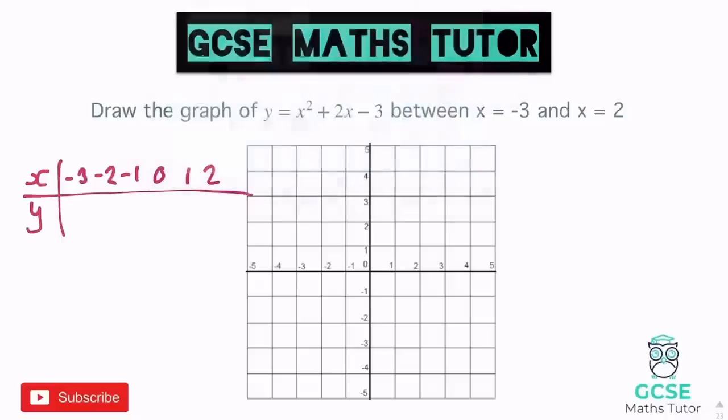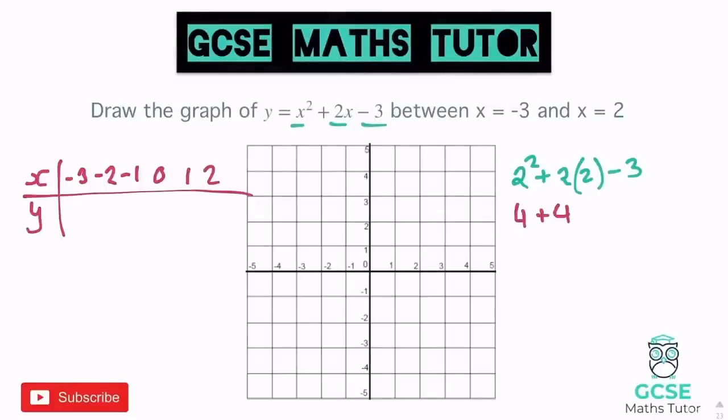Now this is a slightly more complicated one for us to sub in, because to find the y coordinate you have to do x squared, add 2x, take away 3. So I want to write these down nice and carefully. So I'm going to start with 2 again for the positive one. So we have 2 squared plus 2 lots of 2, take away 3. I'm just going to work that out nice and slowly. 2 squared is 4, plus 2 lots of 2, which is 4, take away 3.